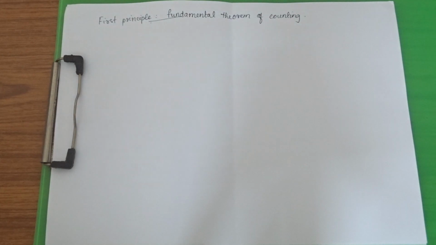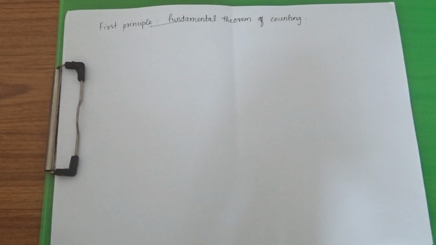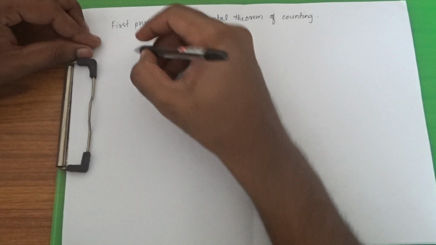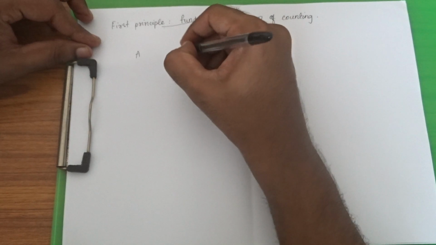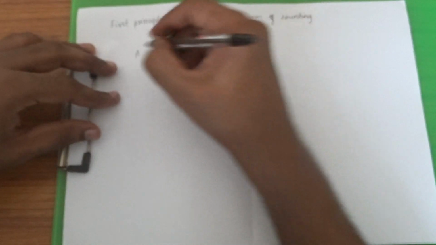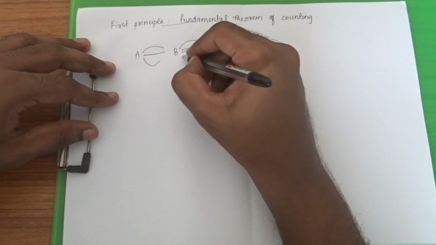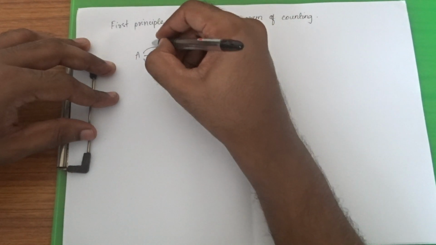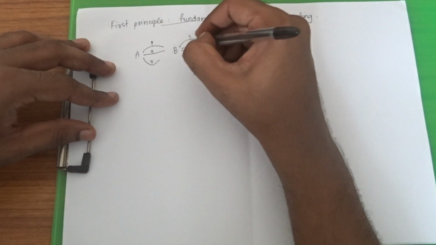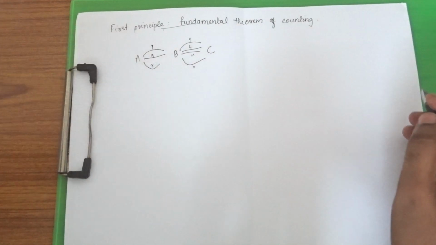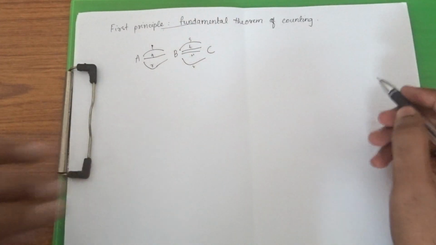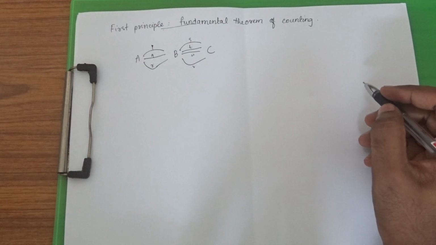Important question. Now, all of this comes from the first principle in this chapter, which is something called the fundamental theorem of counting. Before I state it, just a small example. Let's say I have 3 towns A, B and C. And there are 3 roads from A to B and there are 4 roads from B to C. If you want, you can just call them P, Q, R, S, T, U, V. The question is, how many ways can I go from A to C through B?